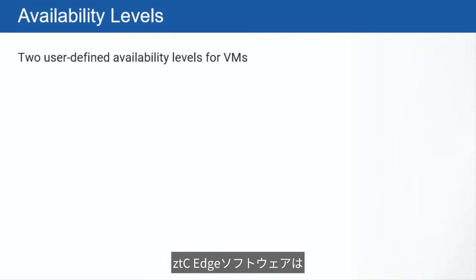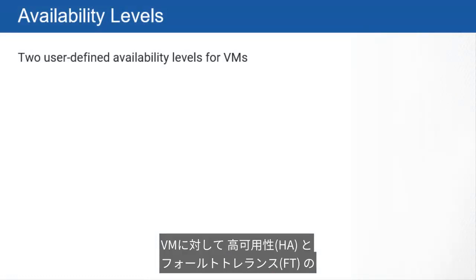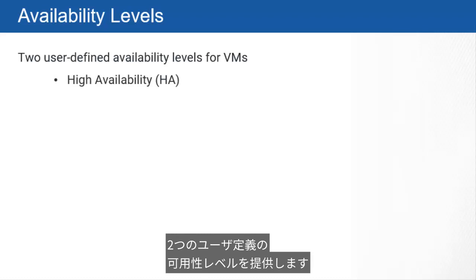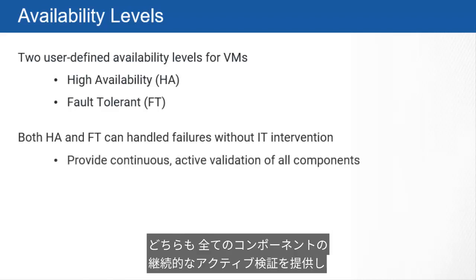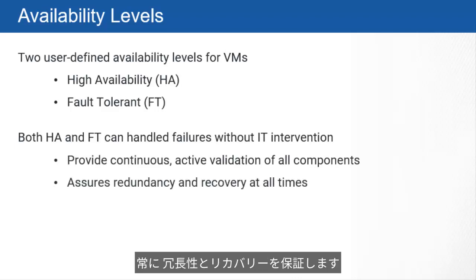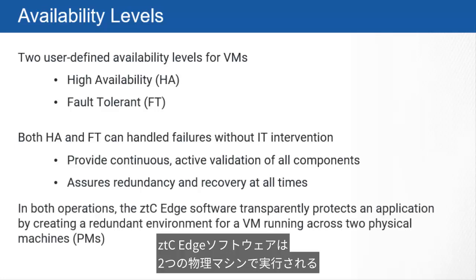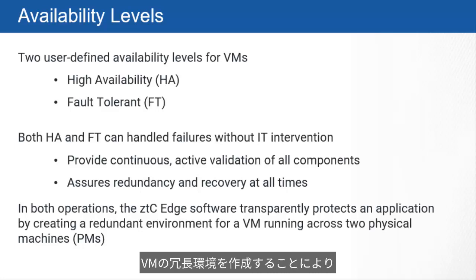The ztC Edge software provides two user-defined availability levels for VMs, high availability, or HA, and fault tolerance, or FT. Both HA and FT can handle failures without IT intervention. Both provide continuous active validation of all components and assure redundancy and recovery at all times. In both operations, the ztC Edge software transparently protects an application by creating a redundant environment for a VM running across two physical machines.